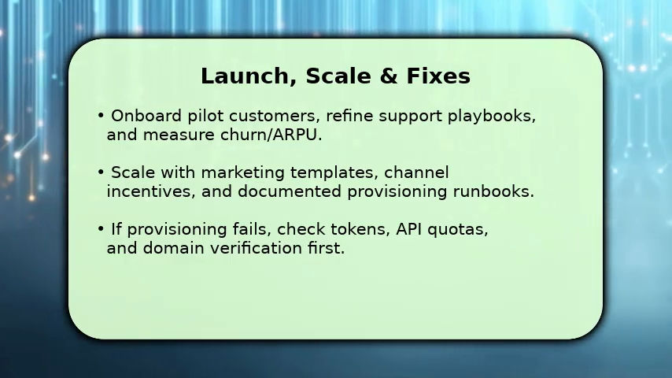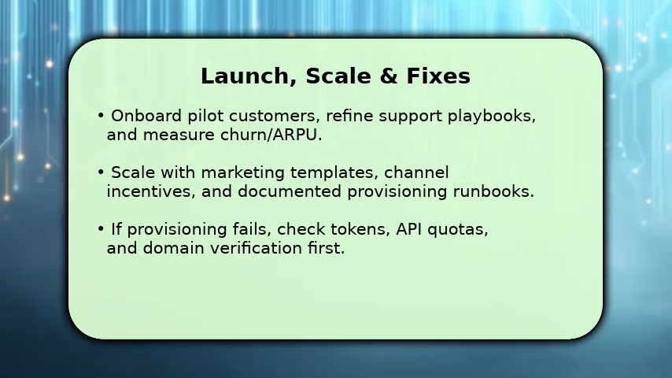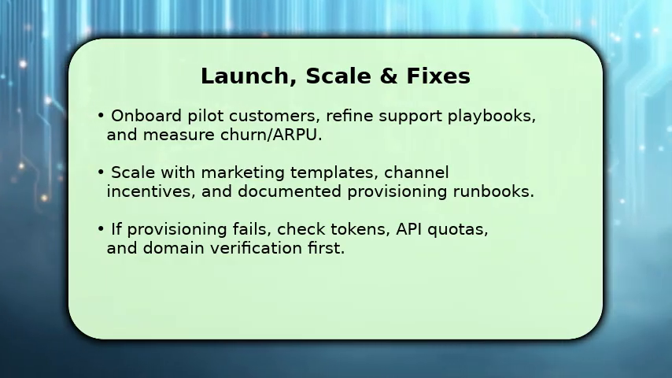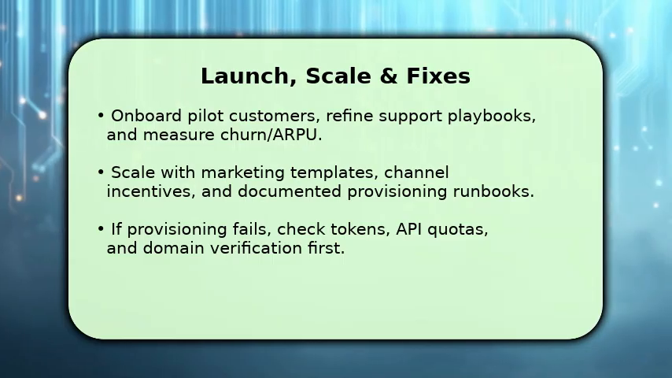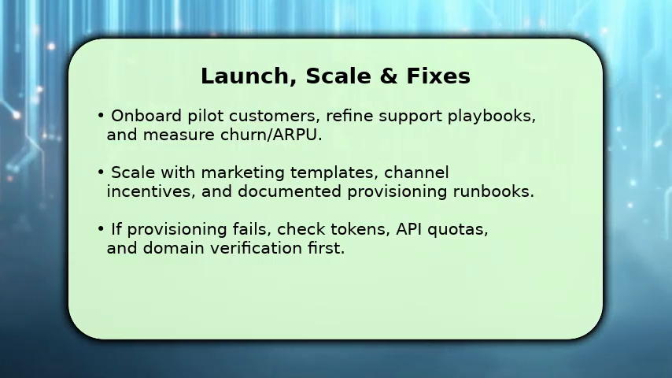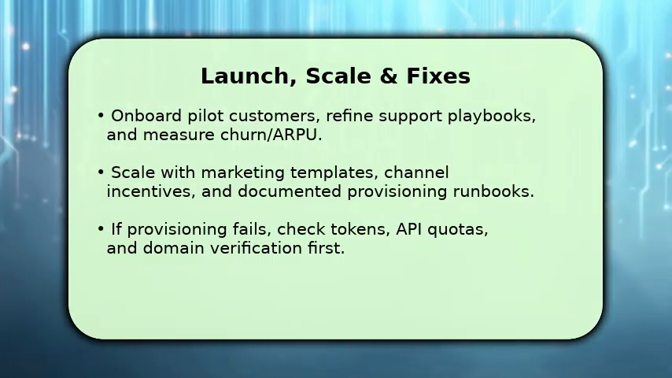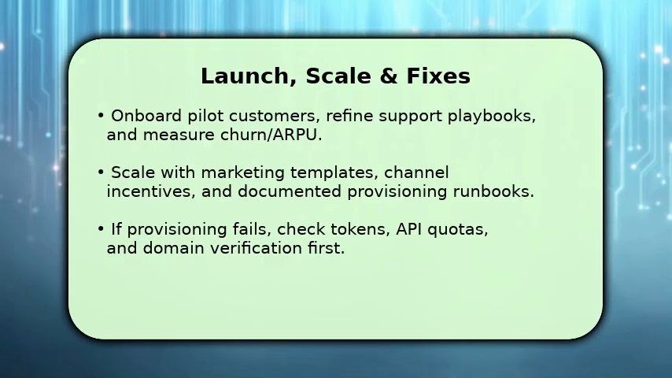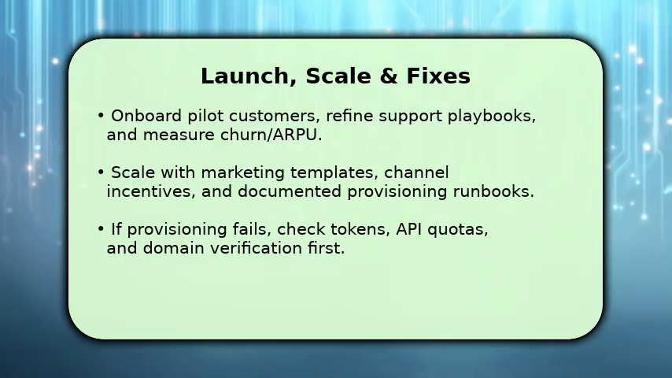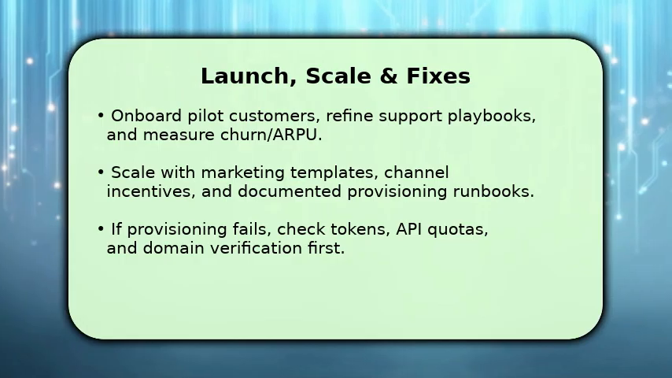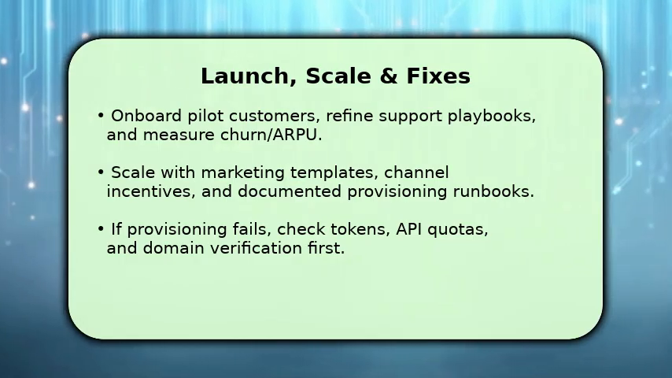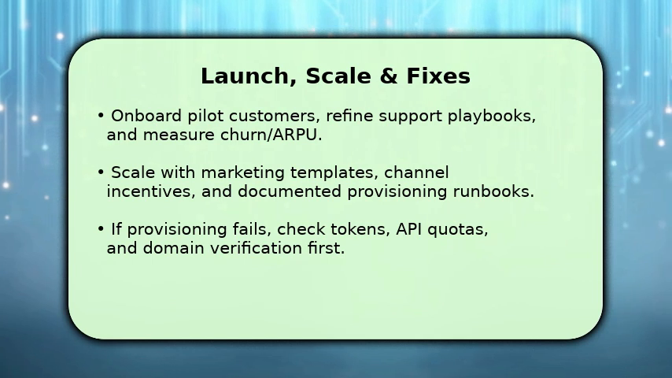Once repeatable, deploy marketing assets, channel incentives, and hire support staff to maintain SLAs. Make sure to document provisioning runbooks so new hires follow the same process. If something goes wrong during provisioning, start troubleshooting tokens, API quotas, and domain verification. These are the most common failure points and usually fix the issue quickly.